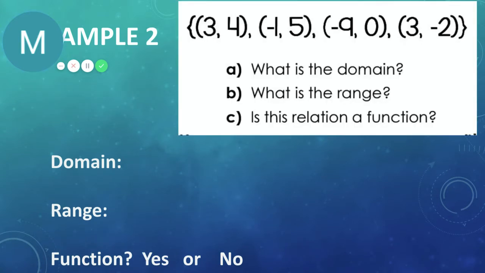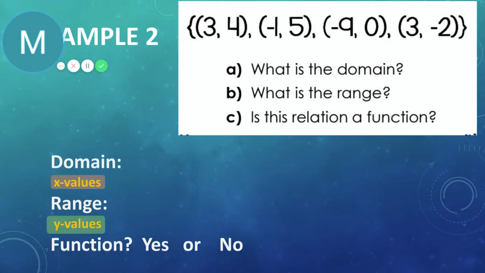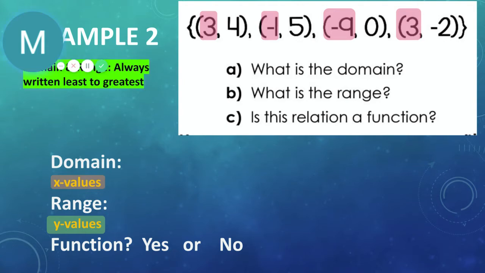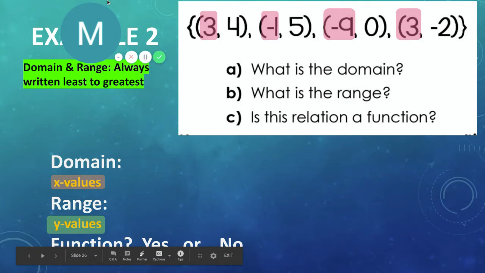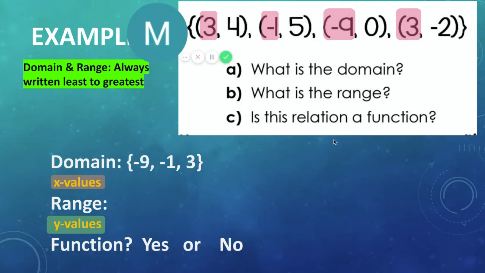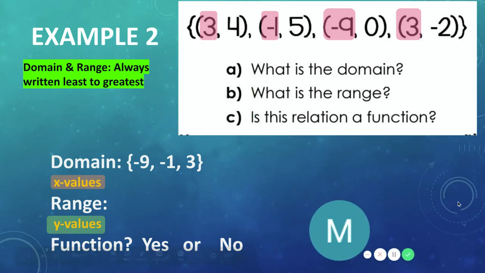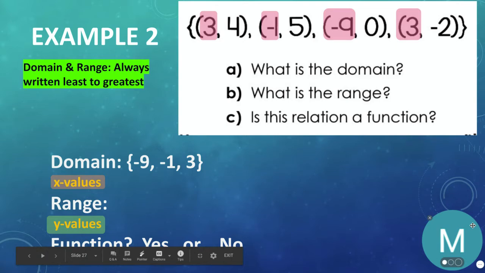Example 2. I have 4 ordered pairs again. As a reminder, domain are the x values, range are the y values. So all my x values are being highlighted. And you always write your domain and range from least to greatest. So since I'm writing it least to greatest, it is -9, -1, and 3. I do not write the 3 both times because you don't repeat the values.